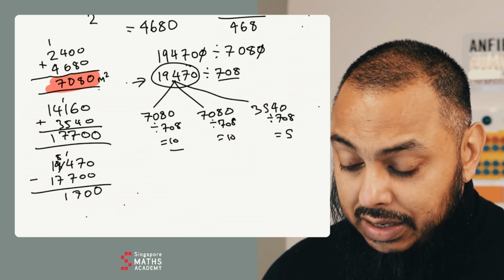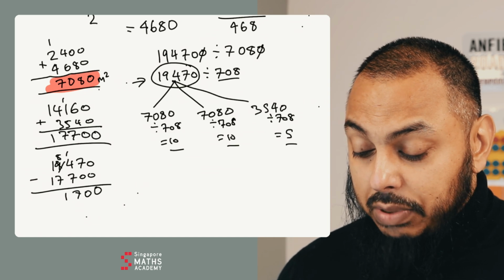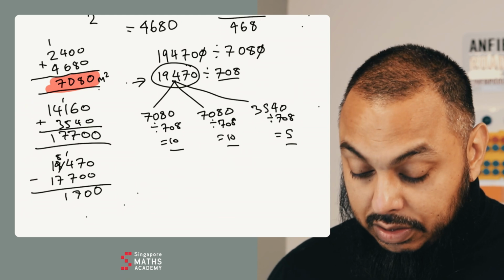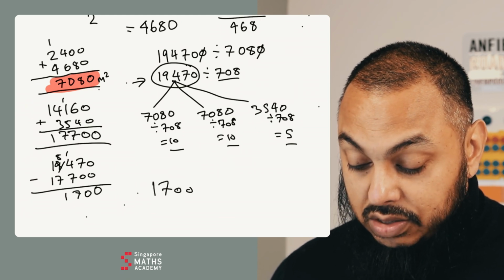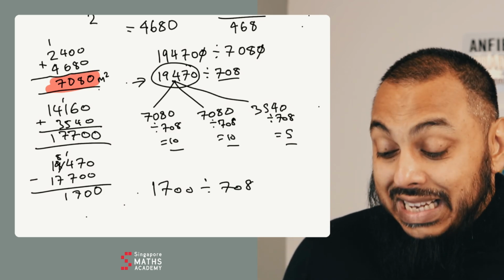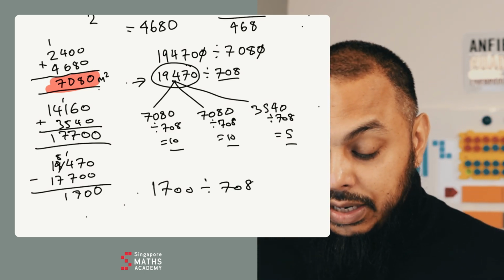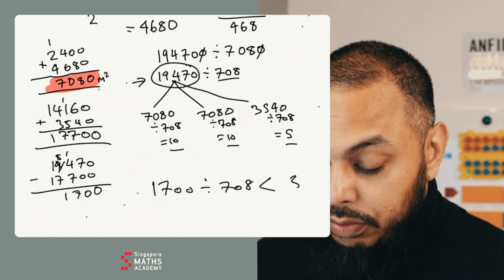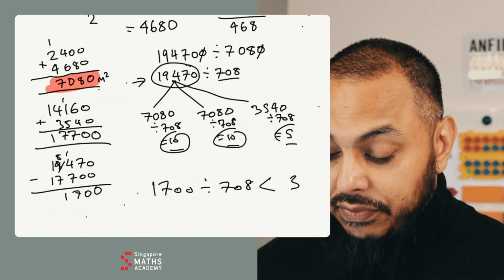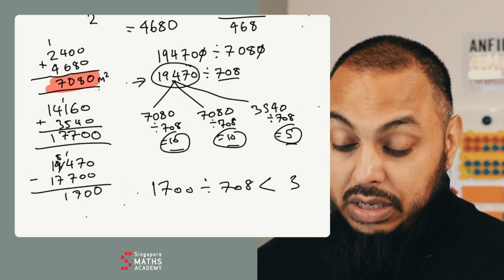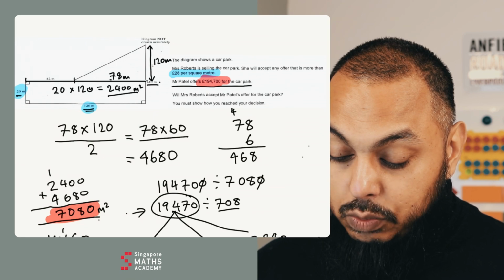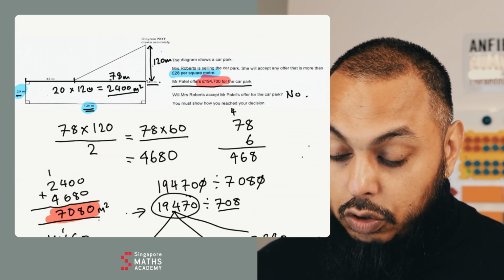So I've got 10 plus 10 is 20 plus 5, 25. And I know 1,770 divided by 708, 7, 14, 21, that's going to be less than 3, right? So if it's less than 3, because I've got 10, 10, 5, and something that's less than 3, if it was 3, it would be 28. So I know that this is an offer that she's not going to accept.